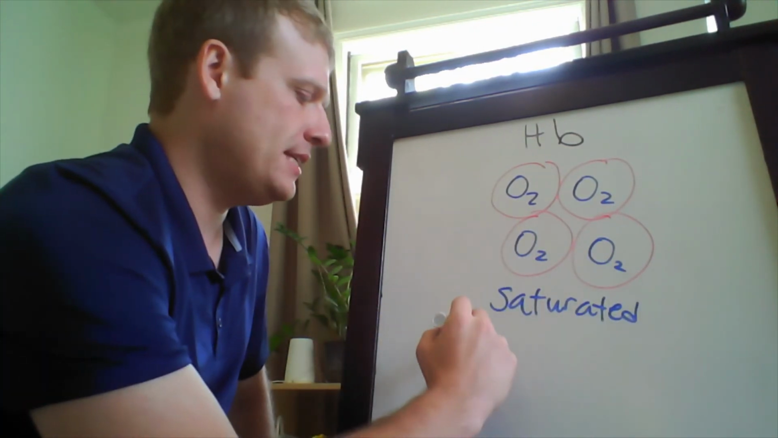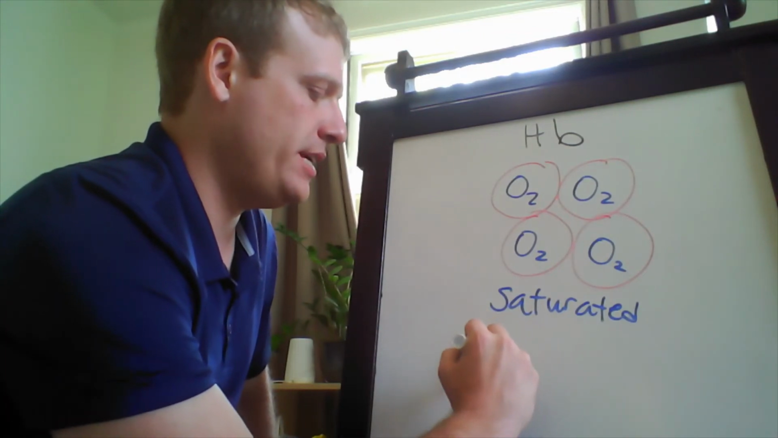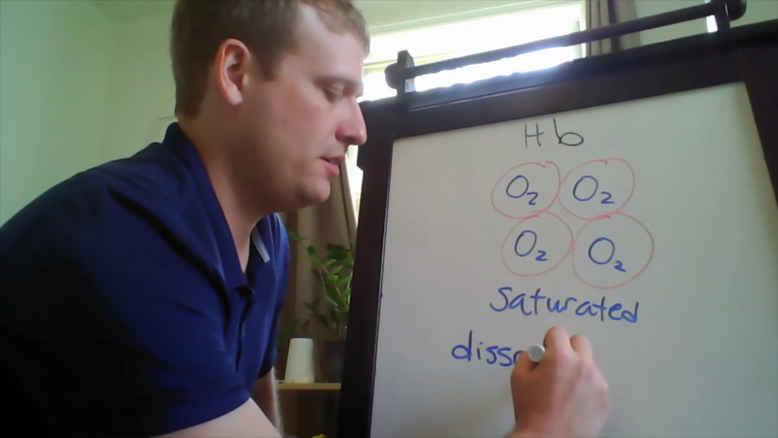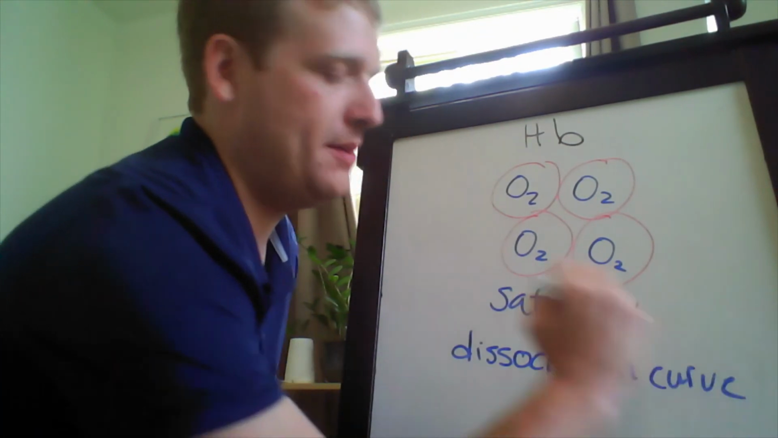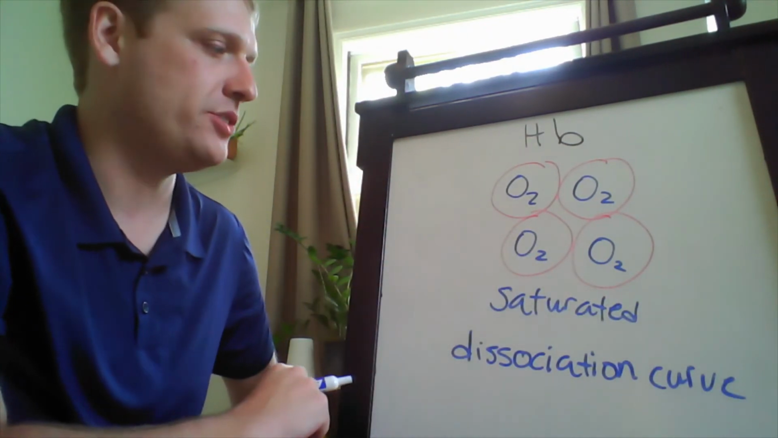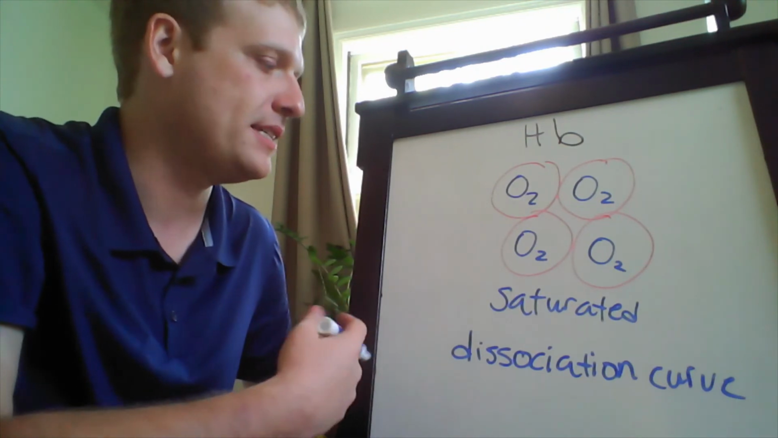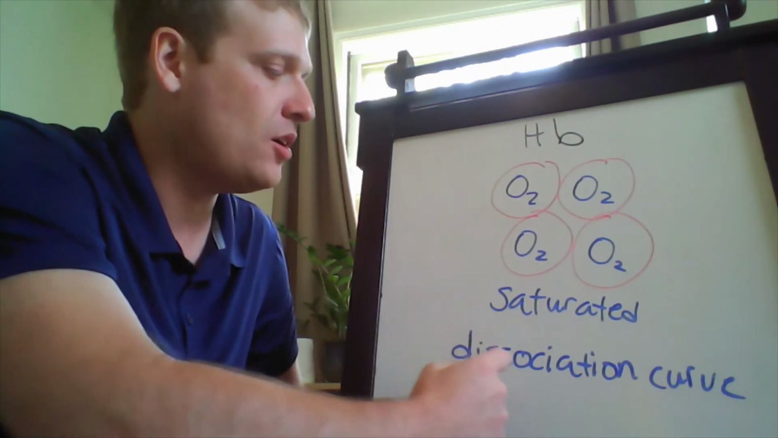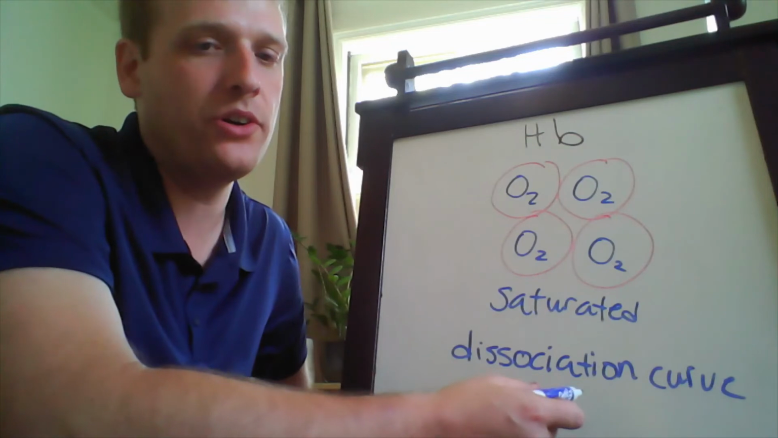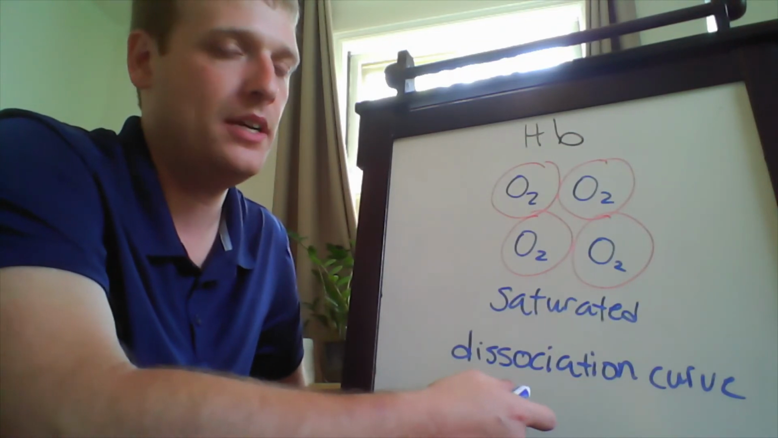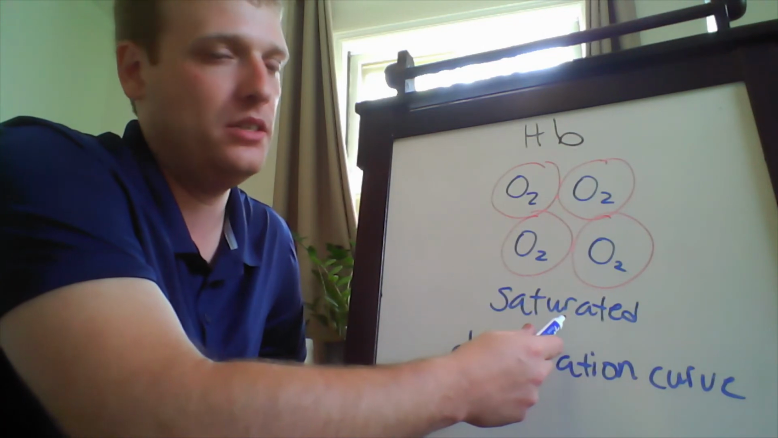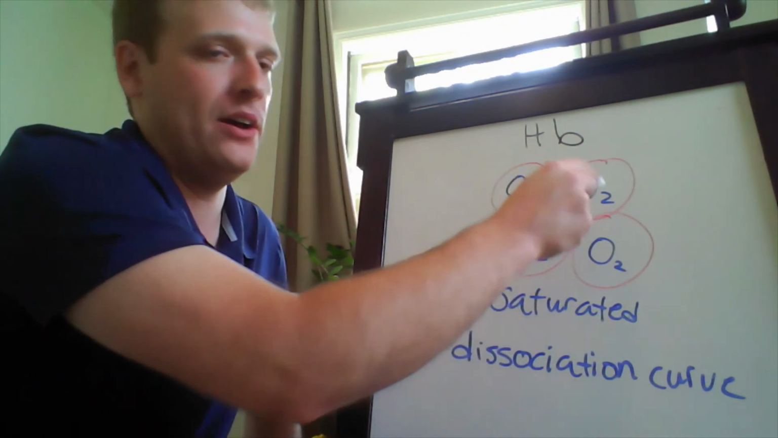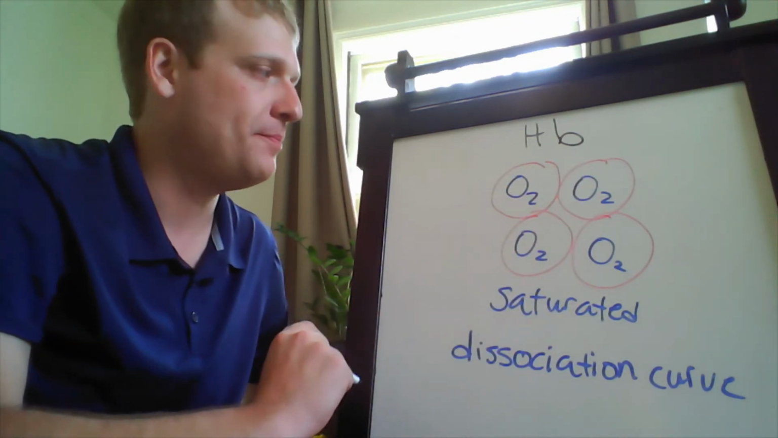So I'd like you to take a look at the dissociation curve for hemoglobin and try and make sense of that yourself. That'll be kind of a homework activity. But it's all about how the pressure of a gas like oxygen, the partial pressure of that gas, is going to affect the saturation, how much oxygen is bound to molecules of hemoglobin.